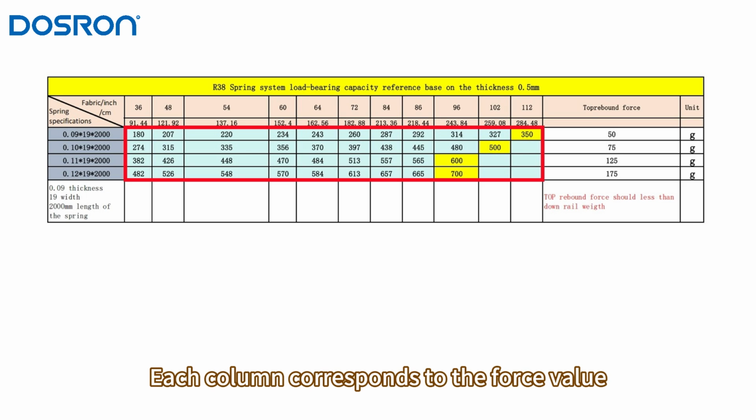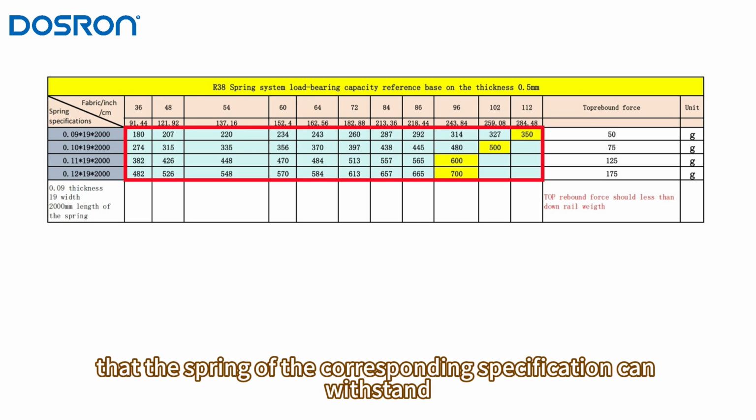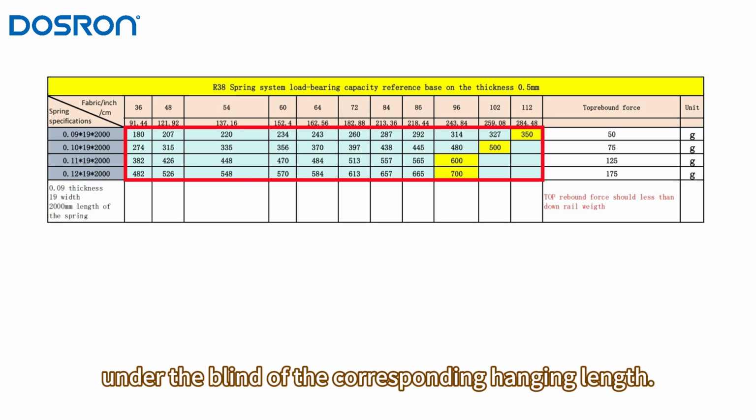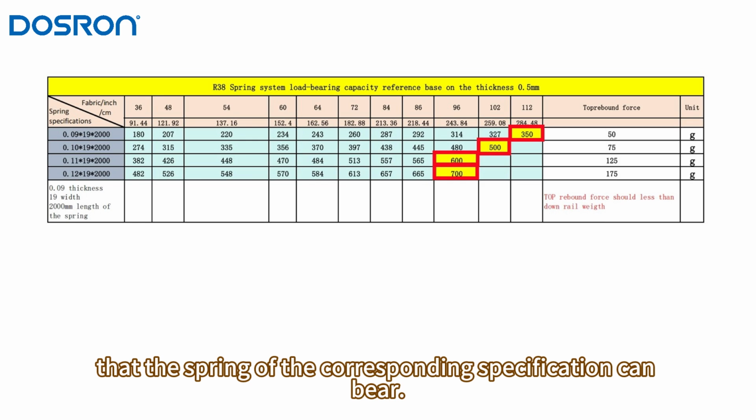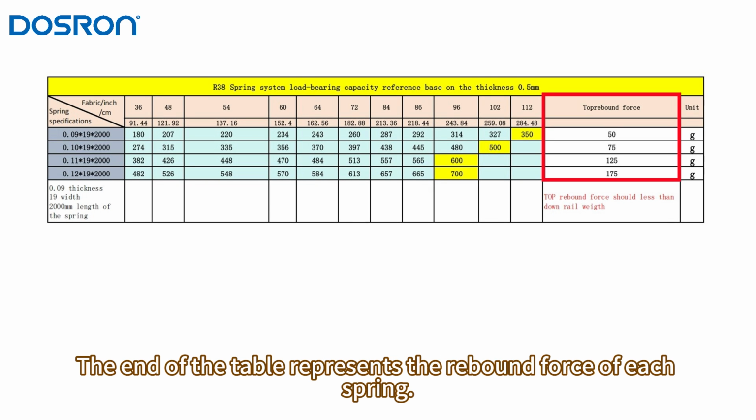Each column corresponds to the force value that the spring of the corresponding specification can withstand under the blind of the corresponding hanging length. The yellow number at the end of each row represents the maximum weight that the spring of the corresponding specification can bear. The end of the table represents the rebound force of each spring.